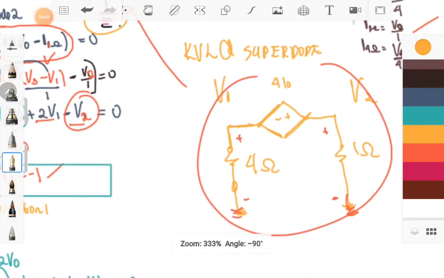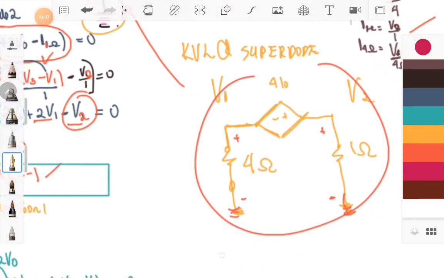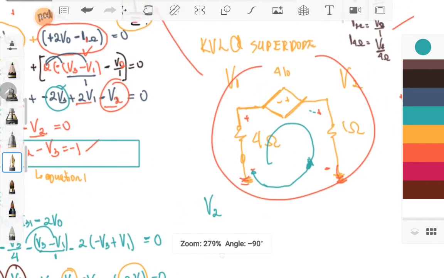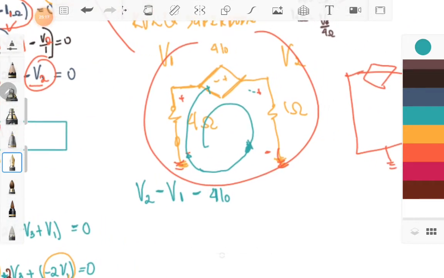Having a KVL of our super node, I will use a clockwise direction. I enter the positive of V2, right? Then I enter the negative of V1, and then the negative of my dependent voltage source to my current IO. So we have negative 4 IO equals 0 because of conservation of energy.